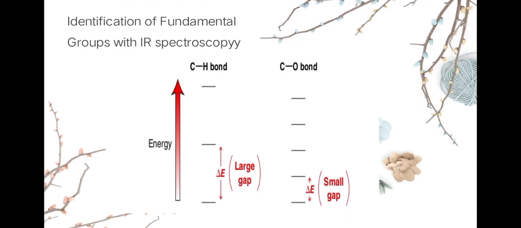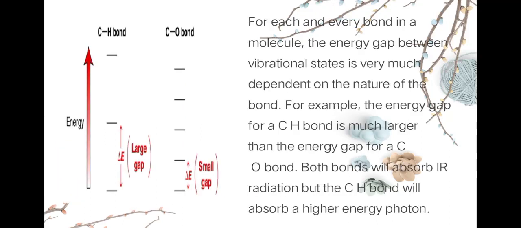The identification of functional groups with IR spectroscopy. For each and every bond in a molecule, the energy gap between vibrational states is very much dependent on the nature of the bond. For example, the energy gap for a CH bond is much larger than the energy gap for a CO bond. Both bonds will absorb IR radiation but only the CH bond will absorb higher energy photons.